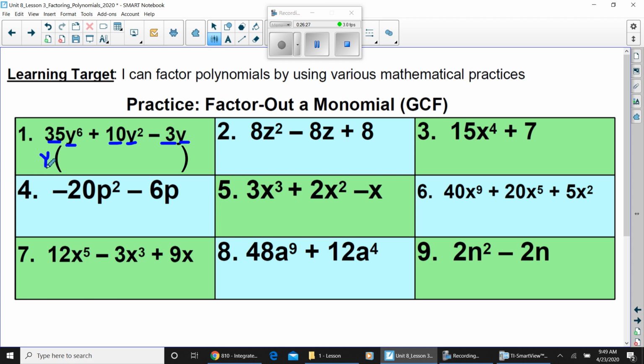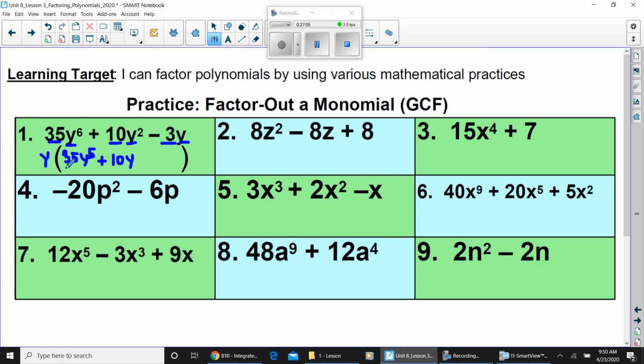So let's do distributive property in reverse. Y times what equals 35y to the sixth? Well, this is pretty easy because obviously it's y times 35, but what times y equals y to the sixth? Remember, you add exponents. Y to the fifth. What times y equals 10y squared? Obviously 10 times y equals 10y, but y times what equals y squared? Y.